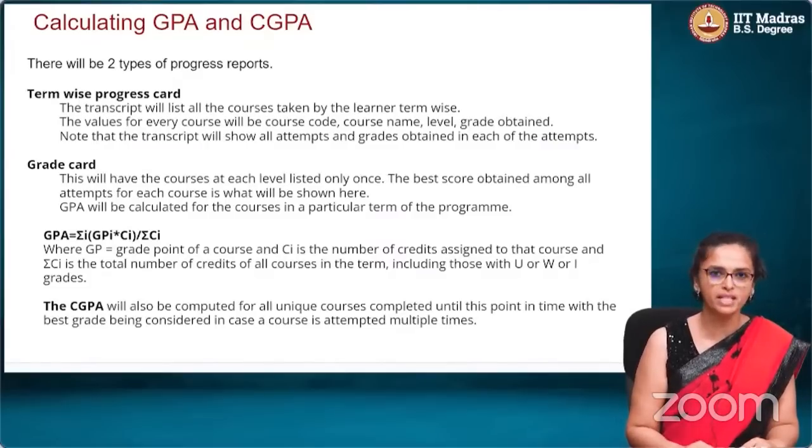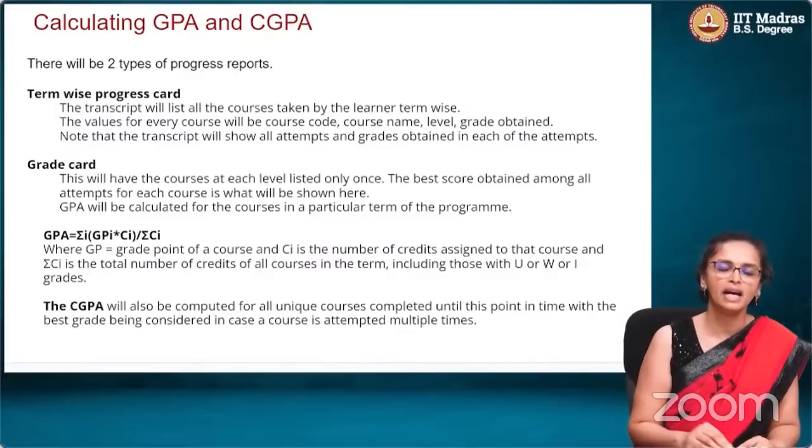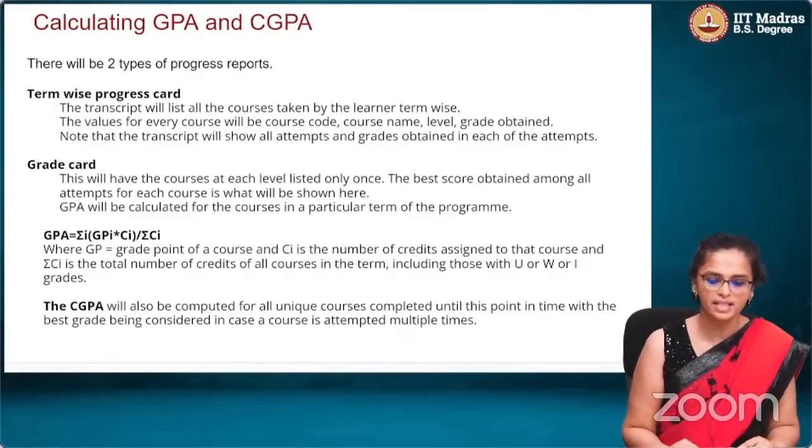When you complete foundation level, a grade card is generated. When you complete diploma level, a grade card is generated. When you complete BSc level, a grade card is generated. And when you complete the BS level, the grade card or the transcript is generated.